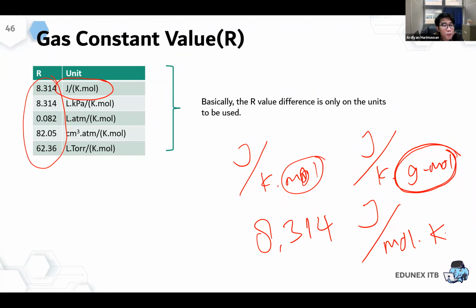If you are using other units, for example, the pressure in atm or temperature in Celsius or other units, then you need to convert it into other numbers. Okay, any question until this point?